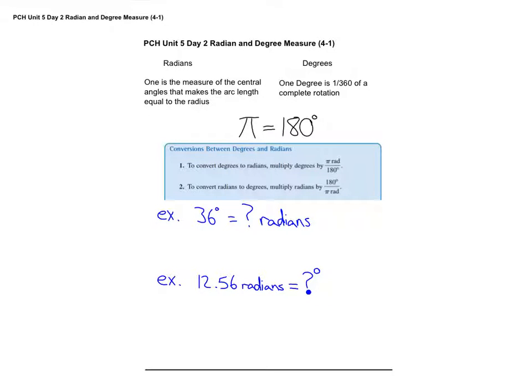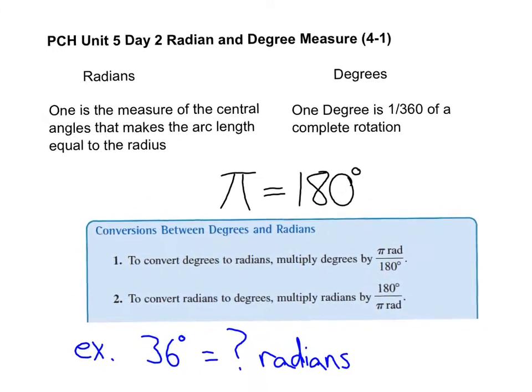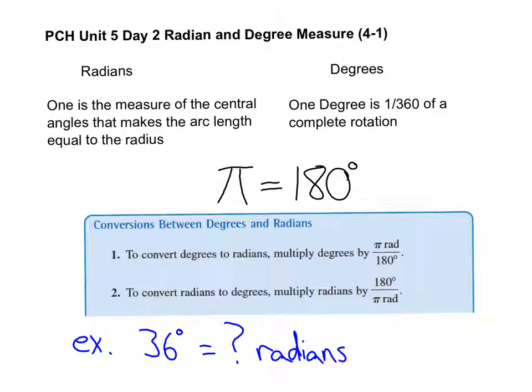So today we want to build on where we ended yesterday. We ended looking at the concept of radians. And remember, radians are simply a different unit of measure to measure angles with. Just like we have inches and centimeters to measure lengths, we have radians and degrees to measure our angles, okay? We discussed this briefly yesterday. You know, 1 radian is the measure of the central angles that make the arc length equal to the radius.